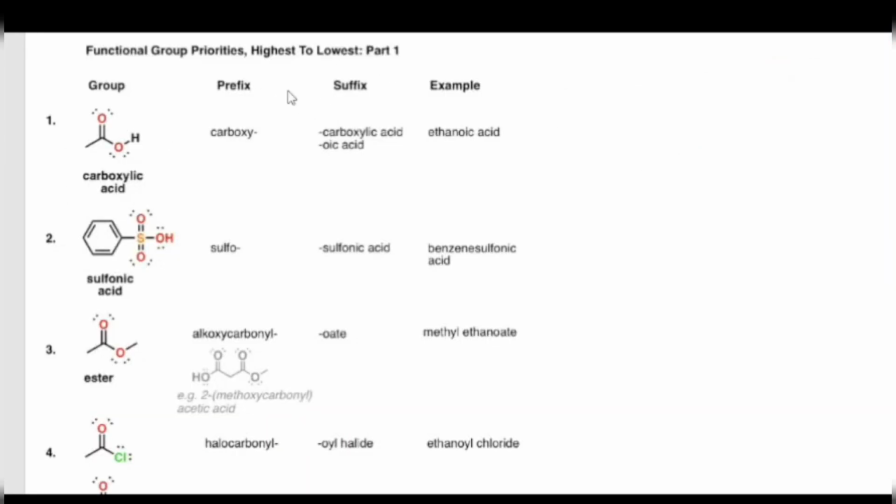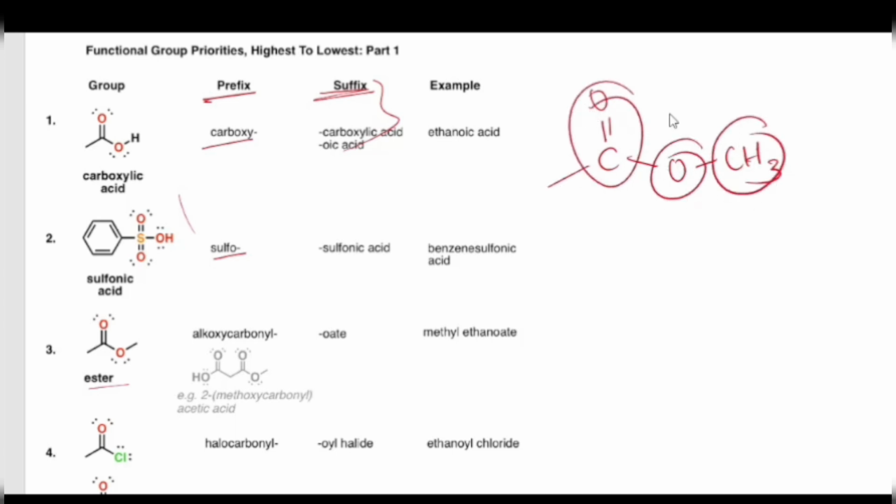I will not discuss the suffix over here because we already discussed it. For prefix only I will tell in this particular part. For the carboxylic acid group, we will use carboxy as the prefix. For sulfonic acid we will use sulfo as the prefix. For ester we will use alkoxycarbonyl. Suppose this particular group is there, here O and here CH3, we will call it methoxycarbonyl. This is the prefix we will use in case of ester.